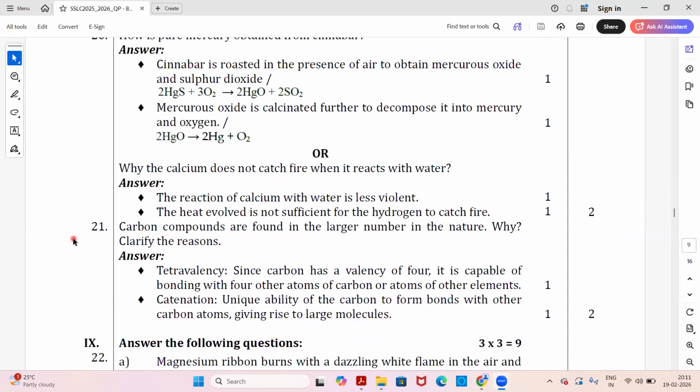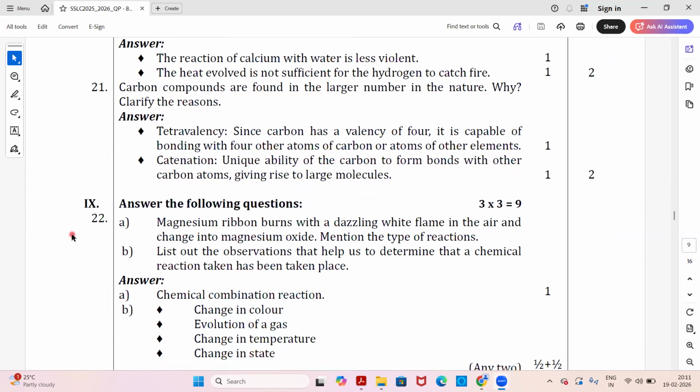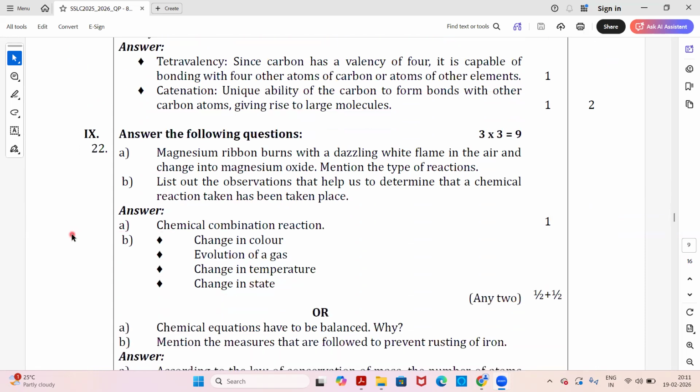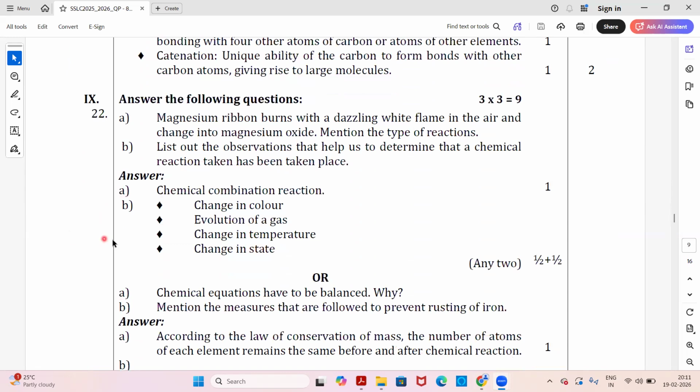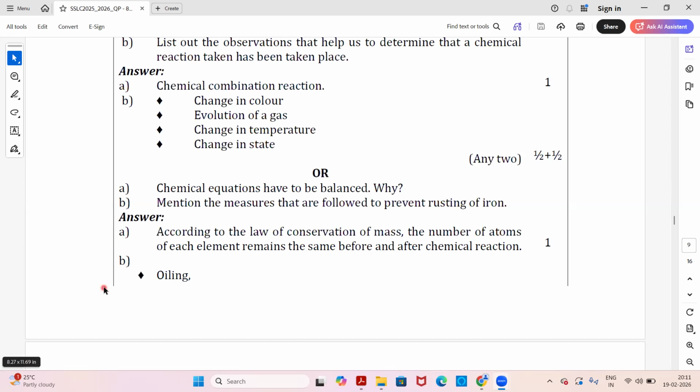Okay, then question 21, answer for it. Then 22, you have question A and B. The answer is given here. An optional question is again given, option A and option B. The answer for it is also given over here.